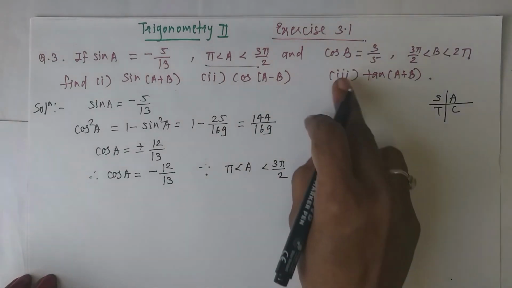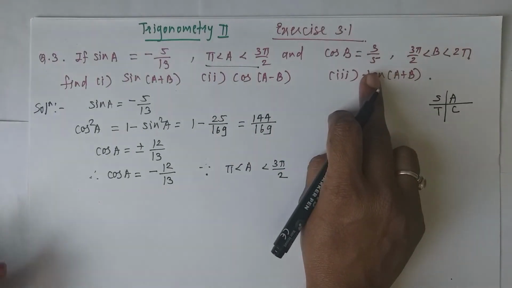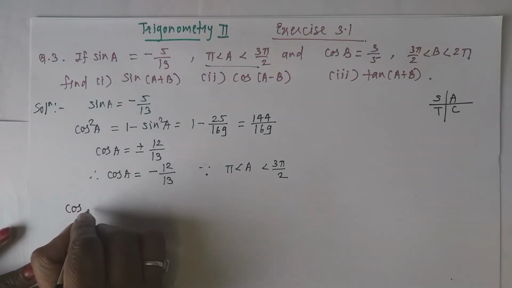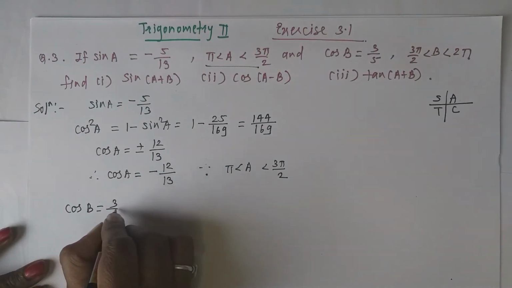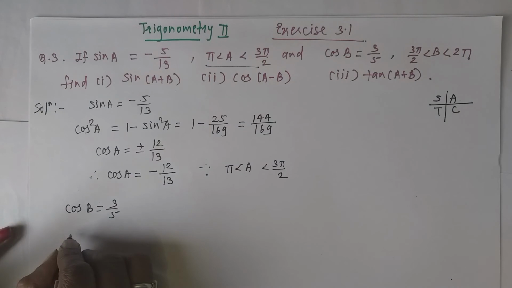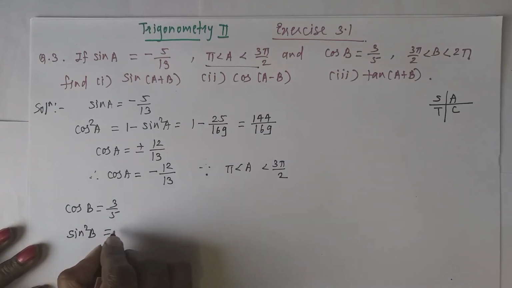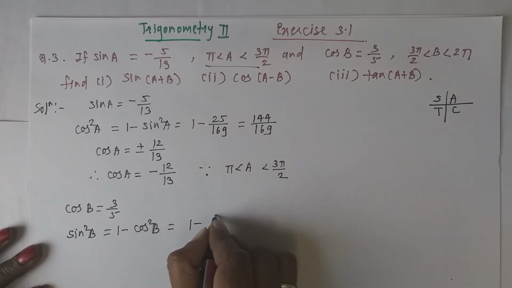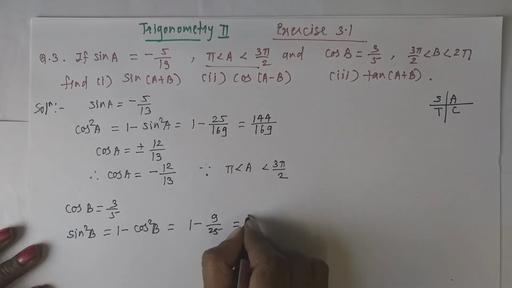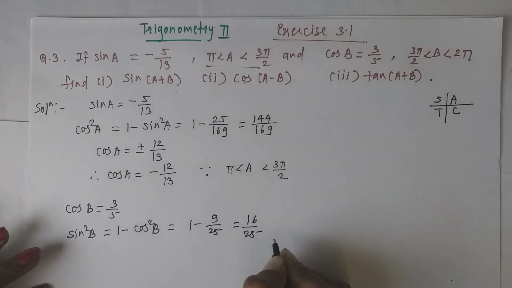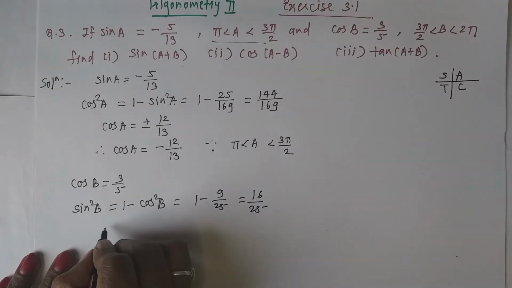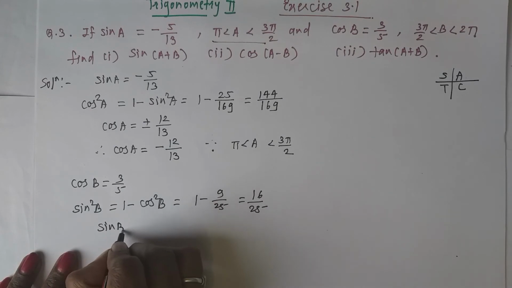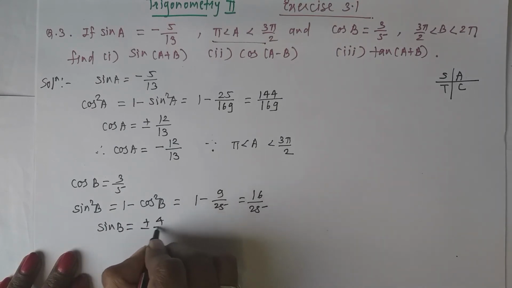Okay. In the same way, you find out the value of sin B. Here cos B is given. See here, cos B is 3 by 5. Again use the first identity. Sin square B will be 1 minus cos square B, and this will be 1 minus 9 divided by 25, 16 divided by 25 after simplification. Then here sin B means plus minus 4 divided by 5.